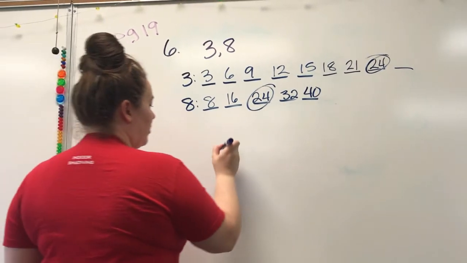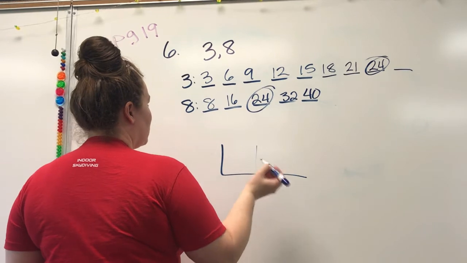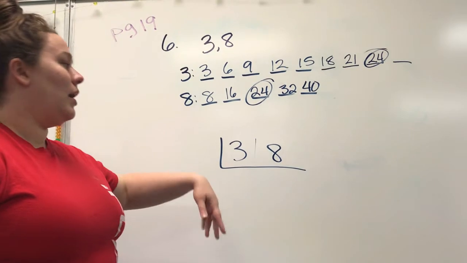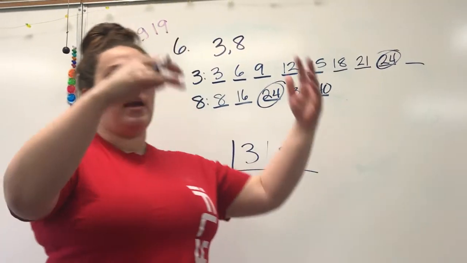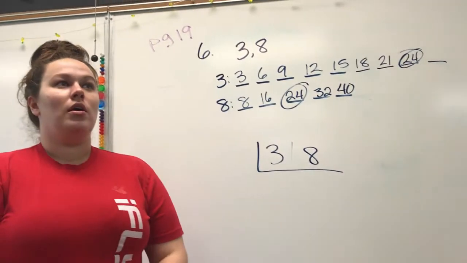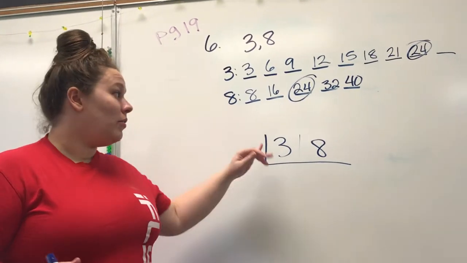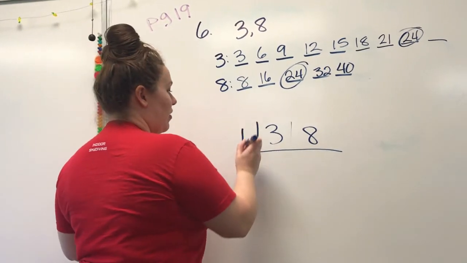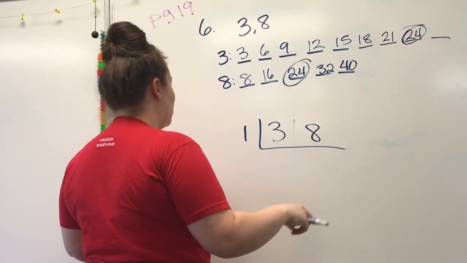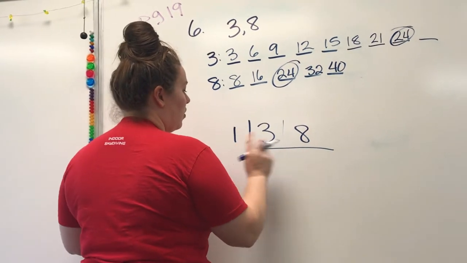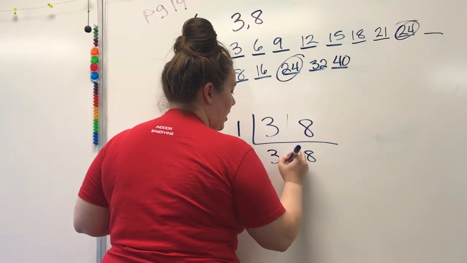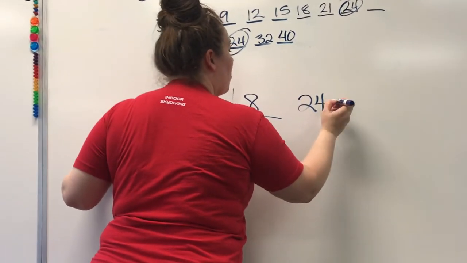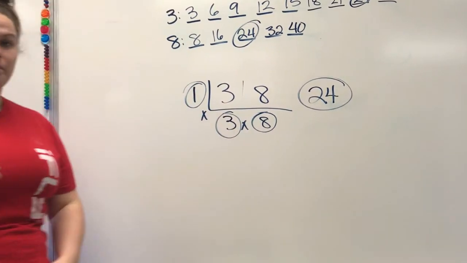Okay, let's double check ourselves and see if our division table agrees with us. 3 and 8. Do they have any factors? Do they have any lower numbers that they have in common? Not really, because 3 is a prime number and you can't really break it up anymore. So the only thing that they have in common is 1, because 1 can fit into 3 and 1 can fit into 8. So it fits into it 3 and 8 times, and the least common multiple is 24.